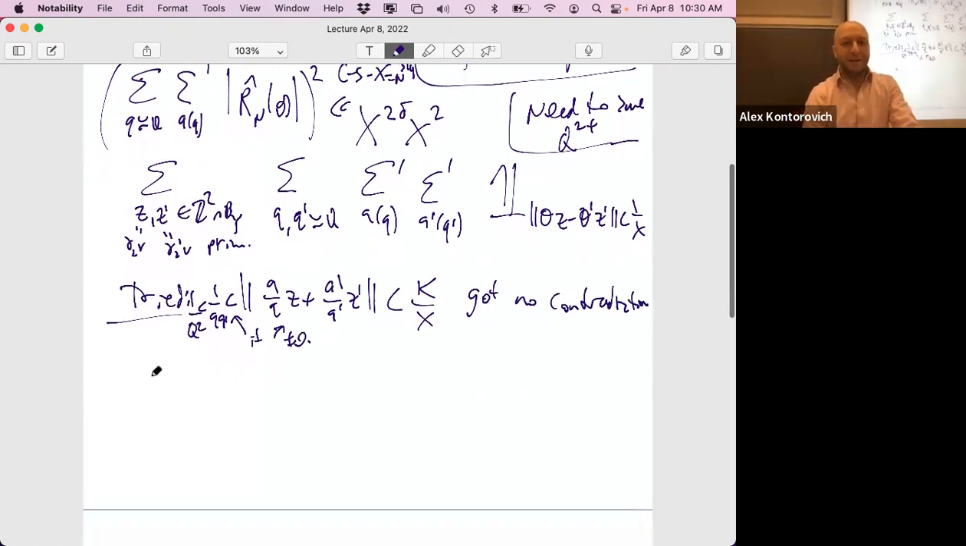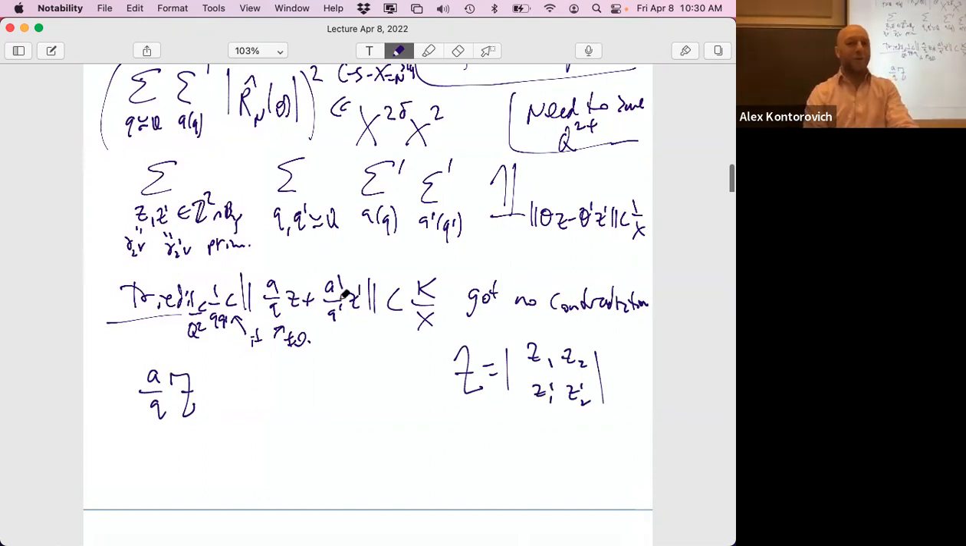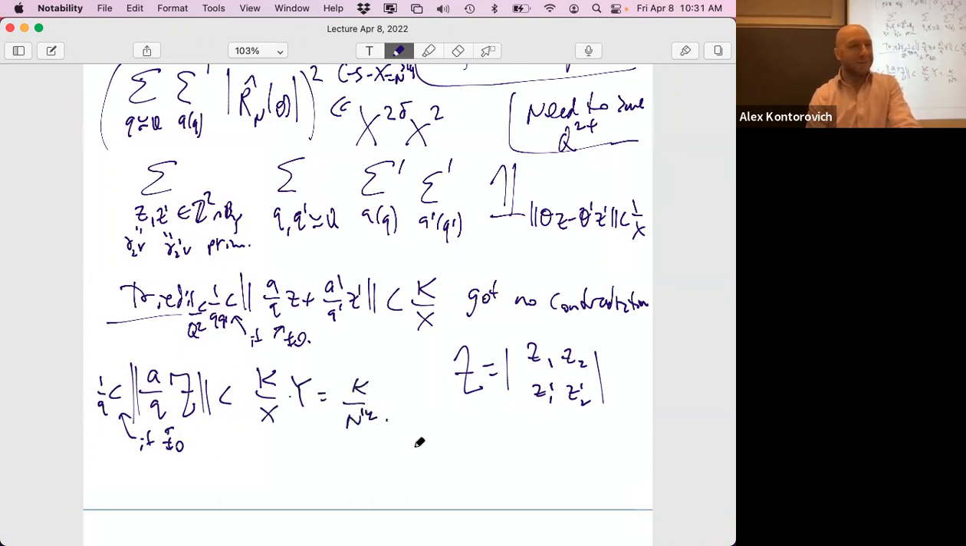So then we had this great idea to look at instead this a over q z, where z is the determinant, z1, z2, z1 prime, z2 prime, to play the two. This is really a two-dimensional vector. We played this against itself. We saw that this was bounded not by k over x, but k over x times y. But if this thing is not zero, this would be at least 1/q. And so if we can make y over x equal to n to the 1/2, which is exactly why we chose y to be n to the 1/4, x is n to the 3/4, then we do get a contradiction.